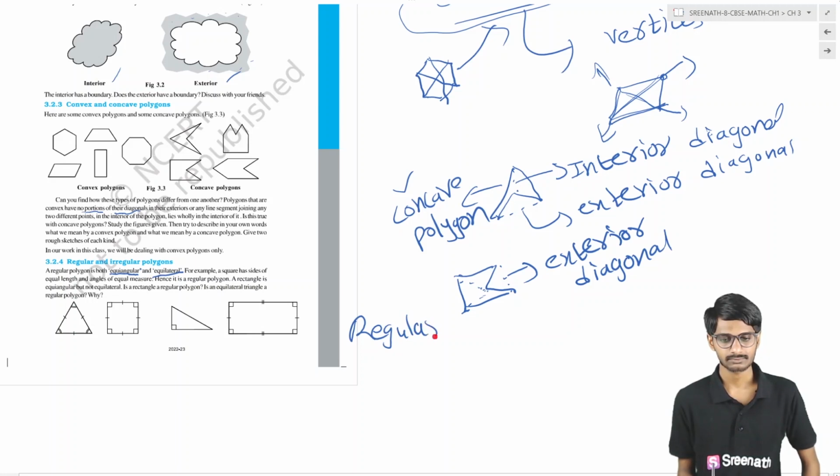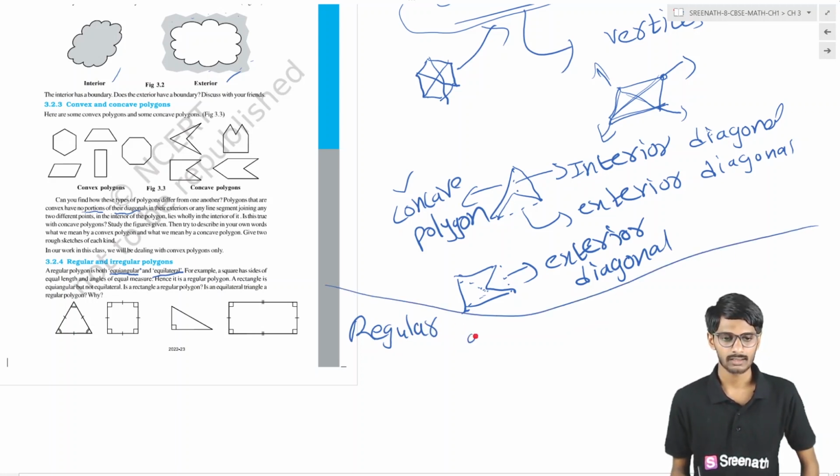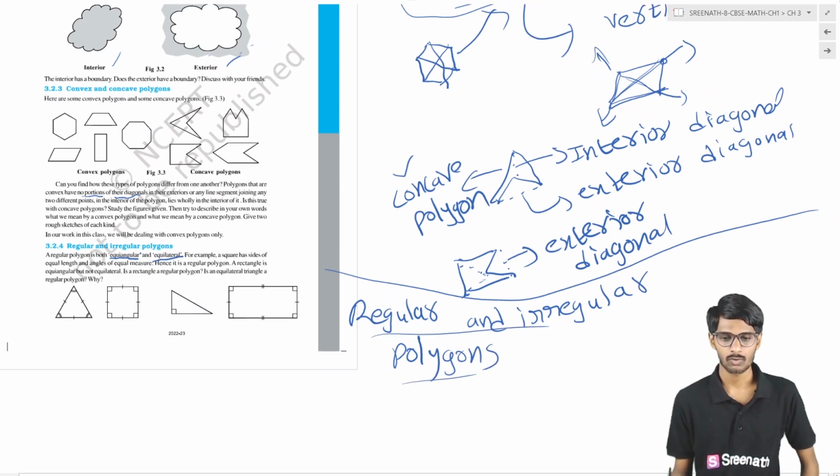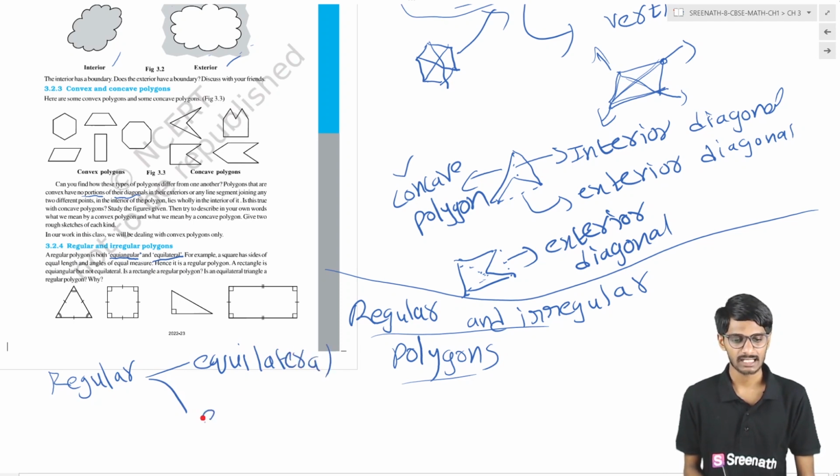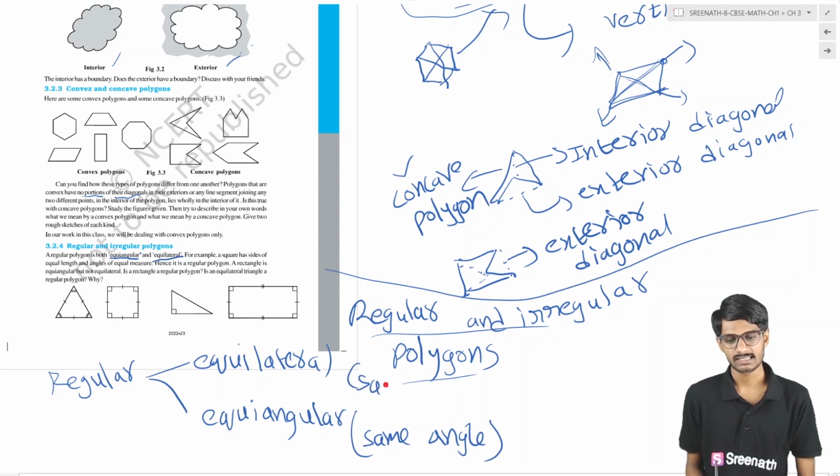Okay students, regular and irregular polygons. In the case of regular polygons, they must be equilateral and equiangular. What does it mean? Equiangular means same angles, and equilateral means same sides, which means equal sides.